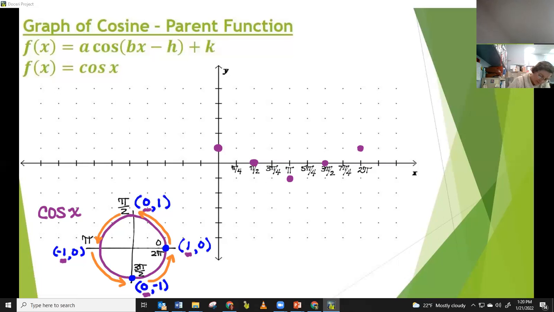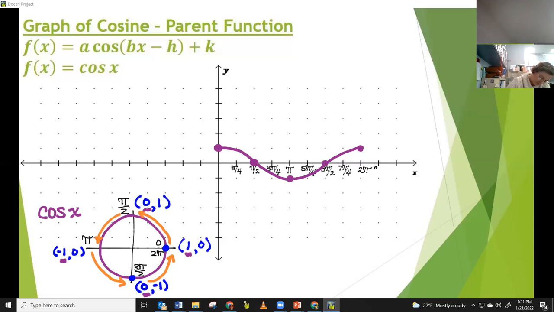So I'm going to start up. Then I go down to my minimum. Then I come back up to my maximum. This one almost looks like a U. The other one has a mountain and then a valley. Sine has a mountain and then a valley. This one almost looks like a U here.